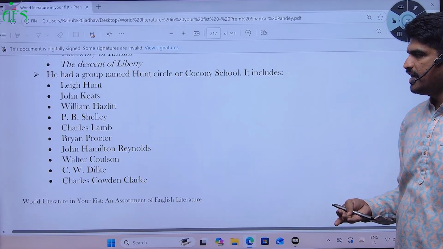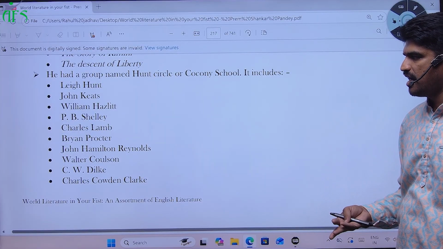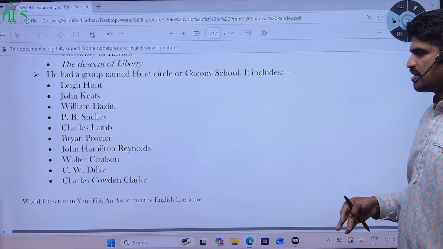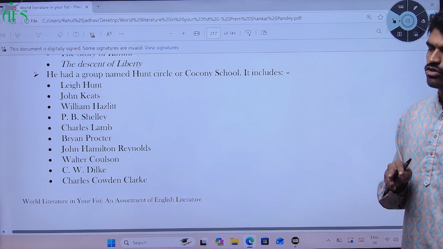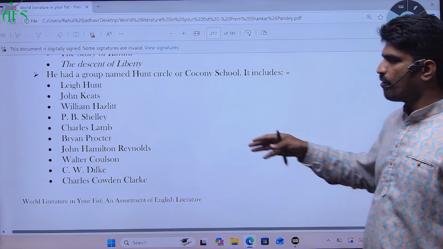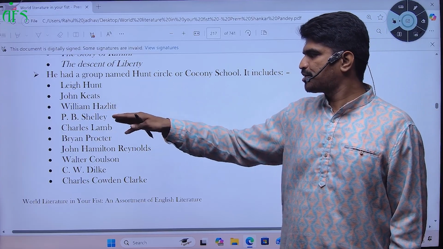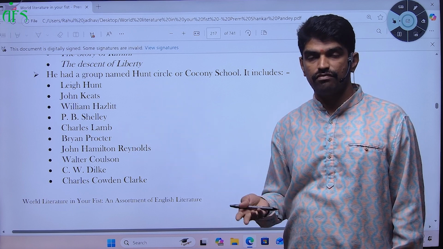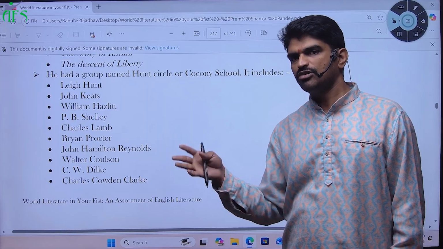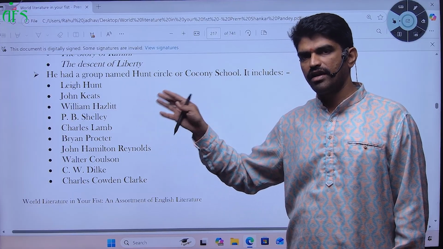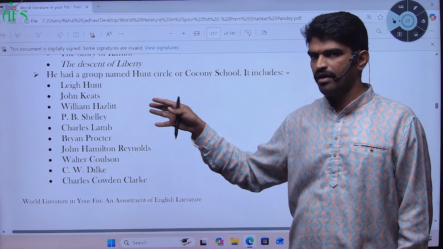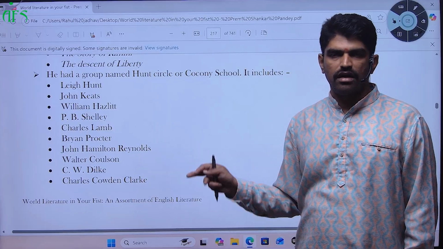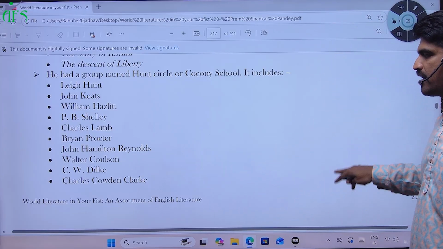Leigh Hunt, John Keats, William Hazlitt, P.B. Shelley, Charles Lamb, Bryan Procter, then John Hamilton Reynolds, Walter Coulson, C.W. Dilke, Charles Cowden Clarke. So these are the prominent figures, at least. Now, when you read the names John Keats, William Hazlitt, P.B. Shelley, Charles Lamb, then Bryan Procter, at least these are the prominent names which we are aware of, or we have read much of these poets, so we are able to recognize them. Apart from them, there are also a few names like Walter Coulson and C.W. Dilke. These are the names we need to keep in mind.